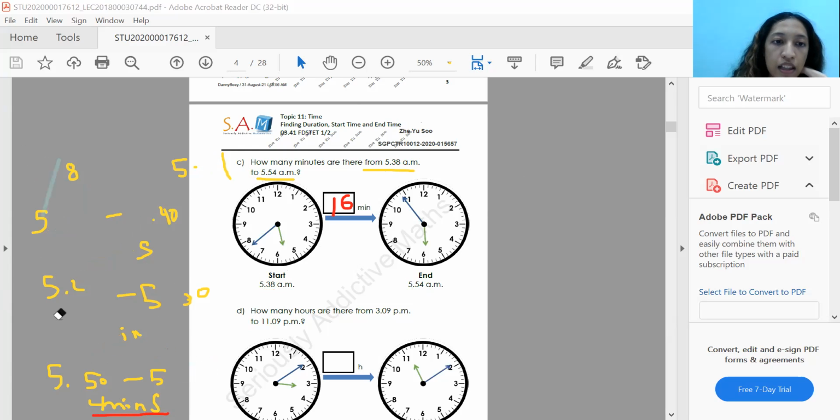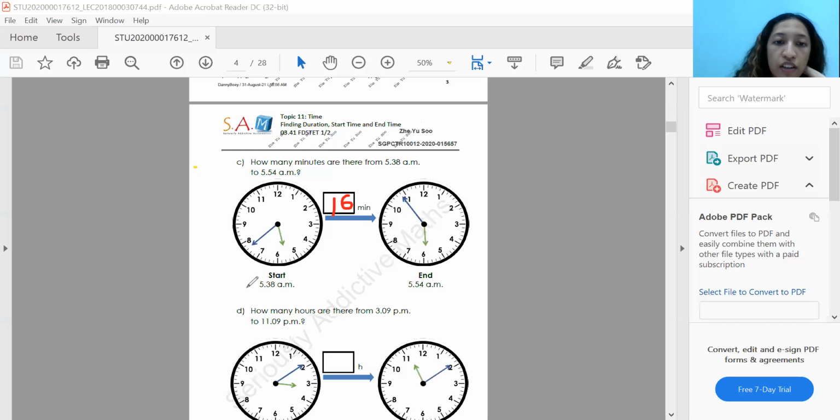Now let's see the next one. They're asking you in hours. How many hours are there from 3:09 to 11:09? Now we can use our fingers, right? From 3 to 11. 3:09, 4:09, 5:09, 6:09, 7:09, 8:09, 9:09, 10:09, and 11:09. So as you can see, there are 8 hours.